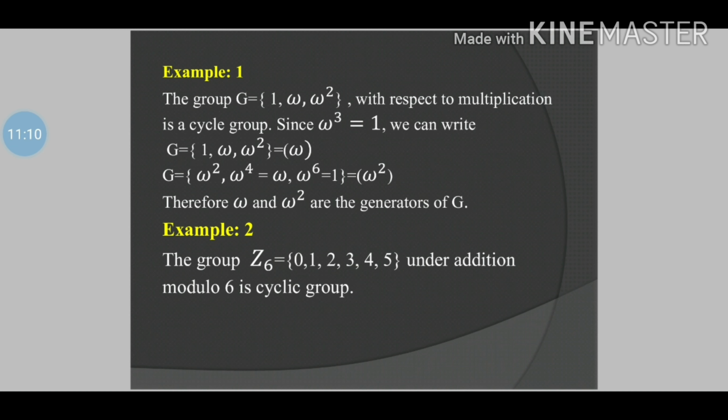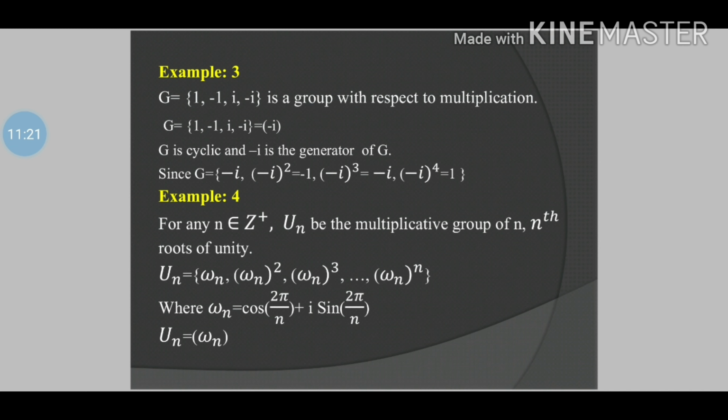Okay. In example number 2, the group Z6 equal to {0, 1, 2, 3, 4, 5} under addition modulo 6 is a cyclic group. Already we discussed. Example 3: if G is equal to {1, -1, i, -i}, it is a group with respect to multiplication. In the previous module, we also discussed this group, and one of the subgroups of this group is {1, -1}. This group itself is a cyclic group because (-i) square is equal to (-i) into (-i), that's equal to -1, and (-i) cube is equal to (-1) into (-i), that's equal to i. (-i) raised to 4 is equal to 1. So every element of G can be written as a power of -i. Therefore, -i is a generator of G.